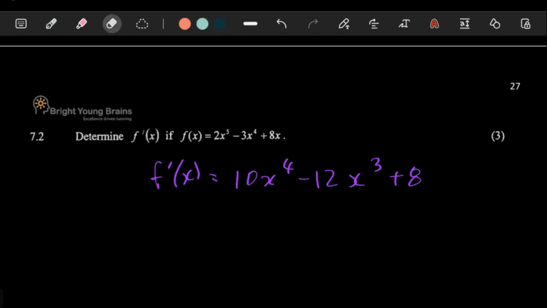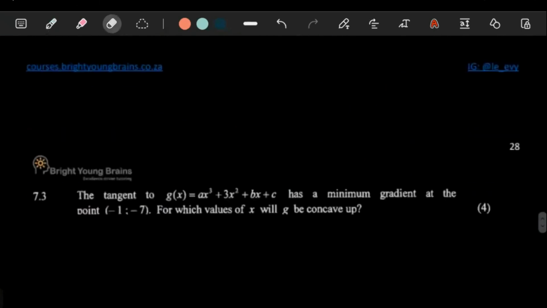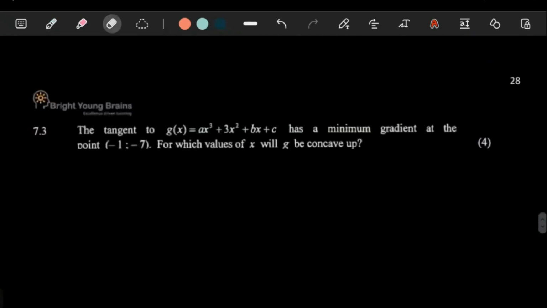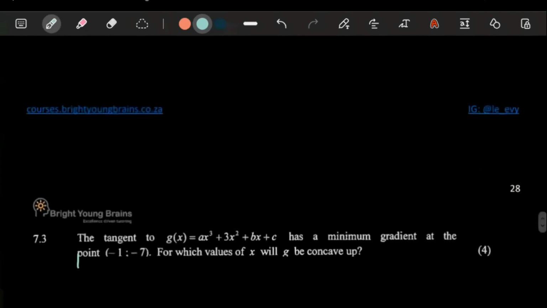Oh, we were done. 7.3 says a tangent to this equation has a minimum gradient at the point -1 and -7. So this is very important. For which values of x will the graph of g be concave up? So remember, the graph of g is either a cubic function that looks like this, right? Or it's a cubic function that looks like that.